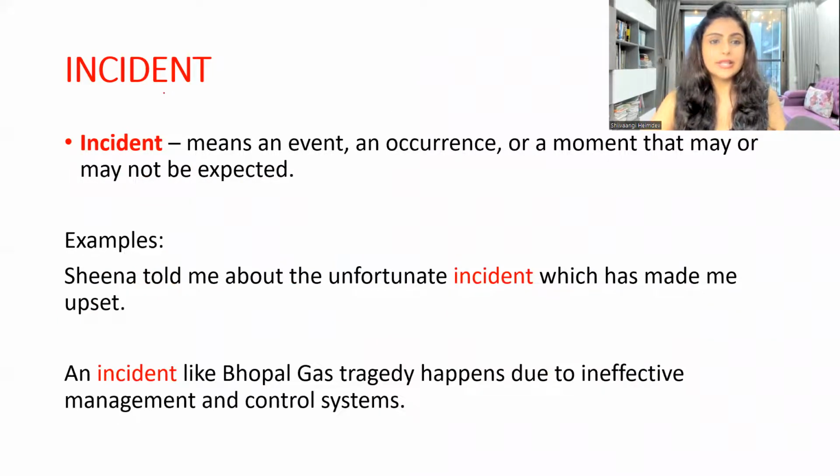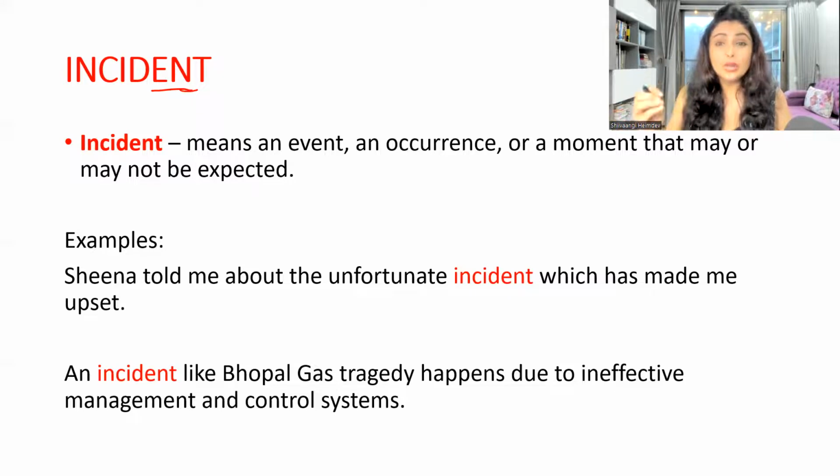Incident, the first word. Look at the spelling: it has NT at the end. Now what does this word mean? It means an event, an occurrence, or a moment that may or may not be expected. So an incident can be an unfavorable incident, and an incident can be a favorable incident. It can mean both favorable as well as unfavorable, which is okay.